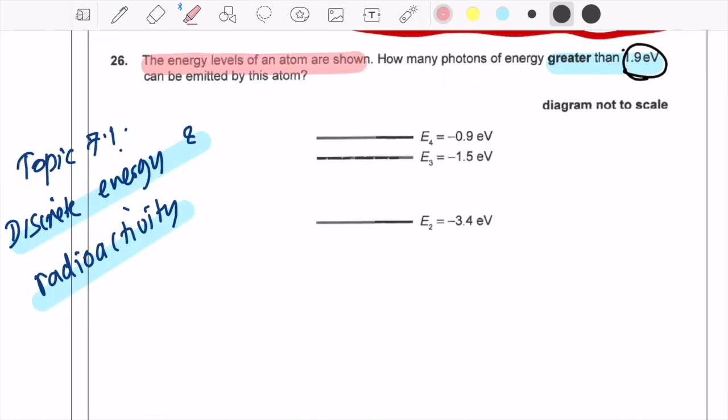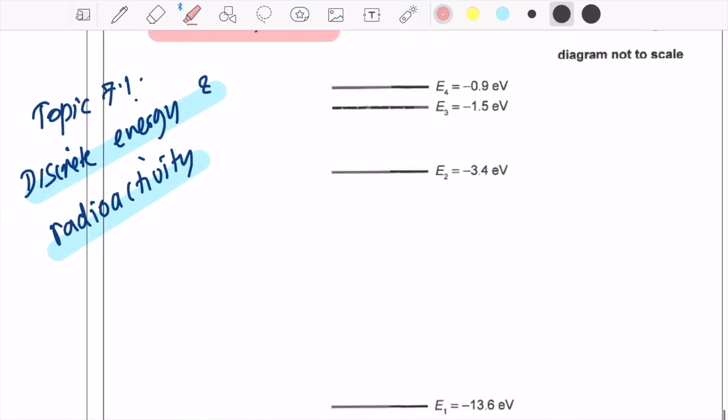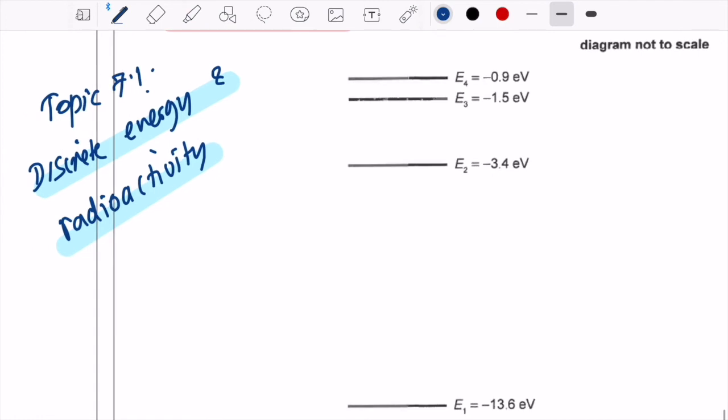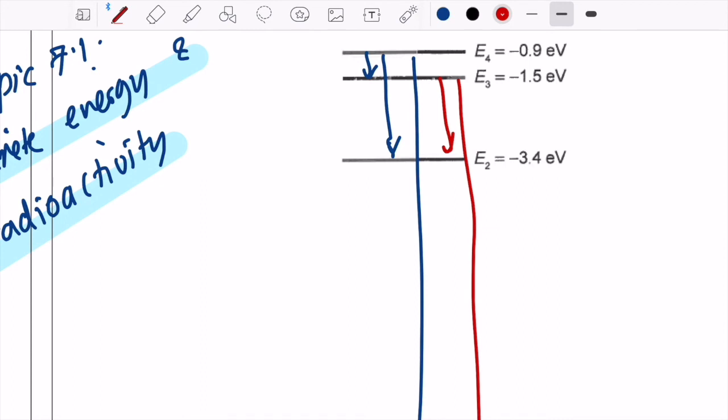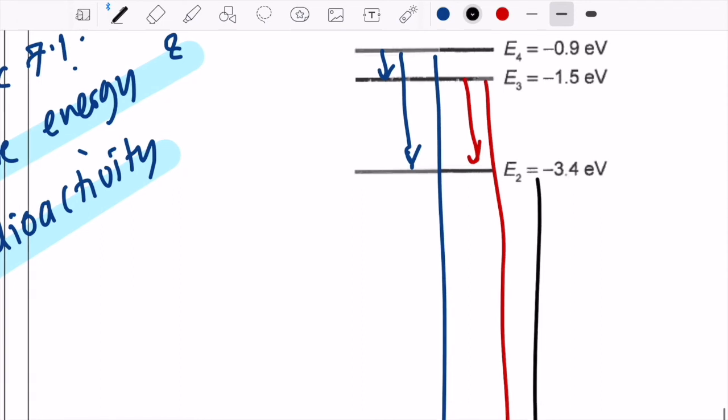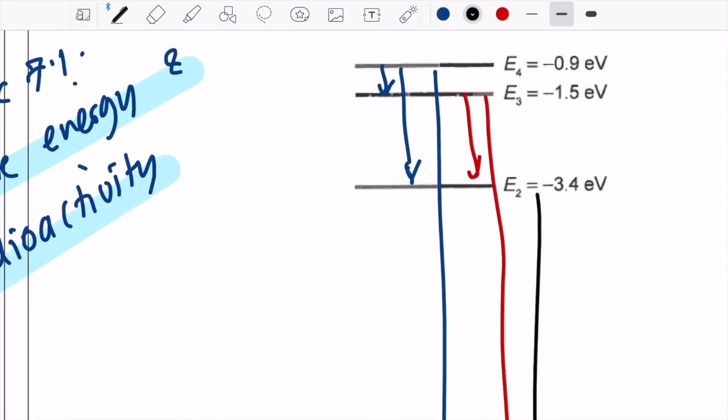The energy levels of an atom are shown. How many photons of energy greater than 1.9 electron volt can be emitted from this atom? This is an energy level diagram. Let's think first how many photons we can produce. 1, 2, 3 from the first energy level, 4, 5 and 6. Now let's think about the smaller photons. Smaller means the energy difference is not much. Let's focus randomly on this one, and on this one. Just check this one first.